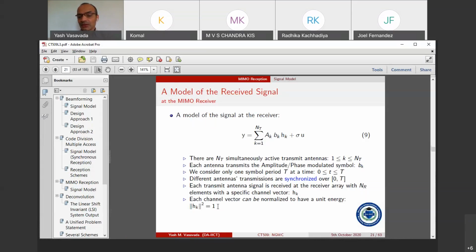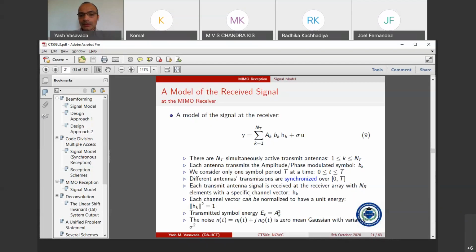Instantaneously, the channel vector may not have unit energy when the fading is present, but still we can normalize them so that, averaged over a long time duration, these different channel vectors are unit length. And then we can say that the transmit symbol energy, averaged again over a sufficiently long time duration, will be the square of A of k.